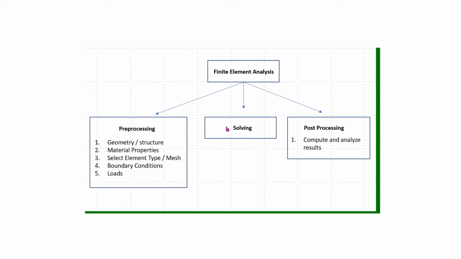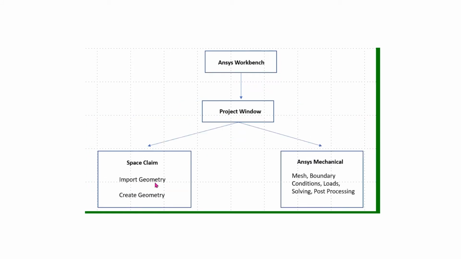After the model has been built, it is sent to a solver. Solvers range from simple to very sophisticated. The solver will essentially be a black box for us, but the basic idea is that the equation F equals kx is solved for x, which are the displacements. In post-processing, we compute various results such as the stresses and strains, and we analyze these results. Ansys performs these three processes in a unique way.